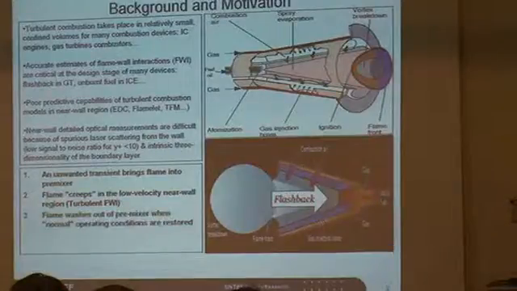Another thing that I've been doing lately is simulation of a jet in crossflow. I have the slides here, but I don't think I will have time today, so we can take it another time.